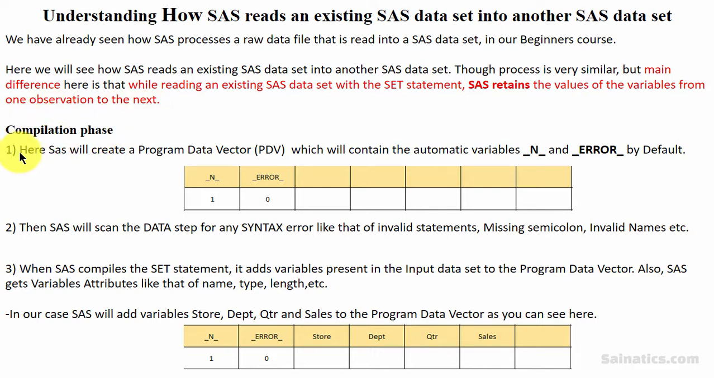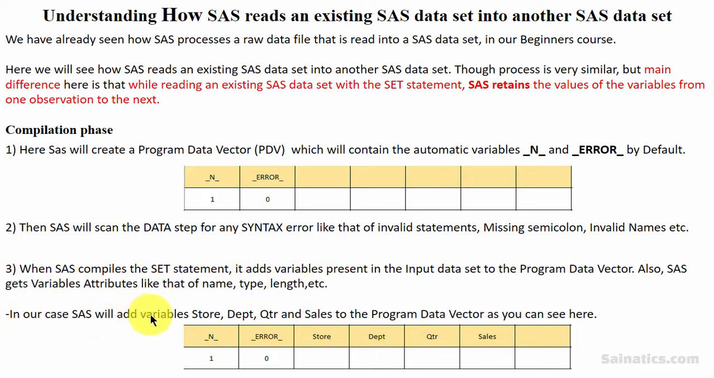Compilation phase. Here SAS will create a program data vector which will contain the automatic variables _n_ and _error_ by default, as you can notice here. Then SAS will scan the data step for any syntax errors like invalid statements, missing semicolon, invalid names, etc. When SAS compiles the set statement, it adds the variables present in the input data set to the program data vector. Also, SAS gets variable attributes like name, type, length, etc.